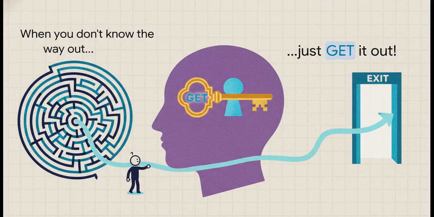Okay, it's time for our memory lock. This is the most important rule of all, so let's lock it into our brains. Here's the rhyme. When you don't know the way out, just get it out. Let's try it with a hand motion. Pretend you're grabbing something and pulling it towards you, like you're getting information. Ready? When you don't know the way out, just get it out.